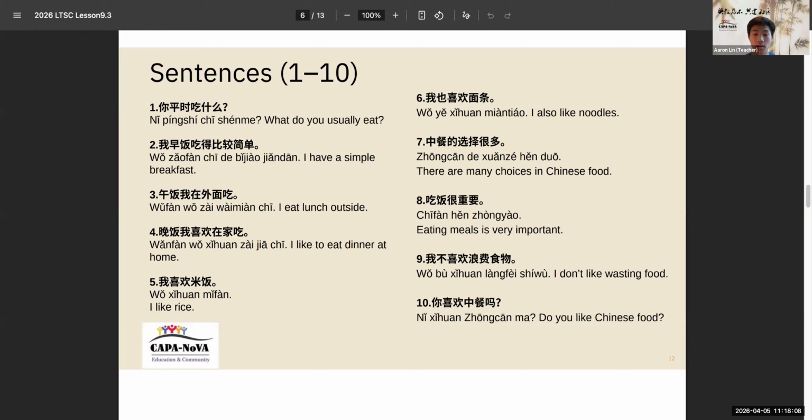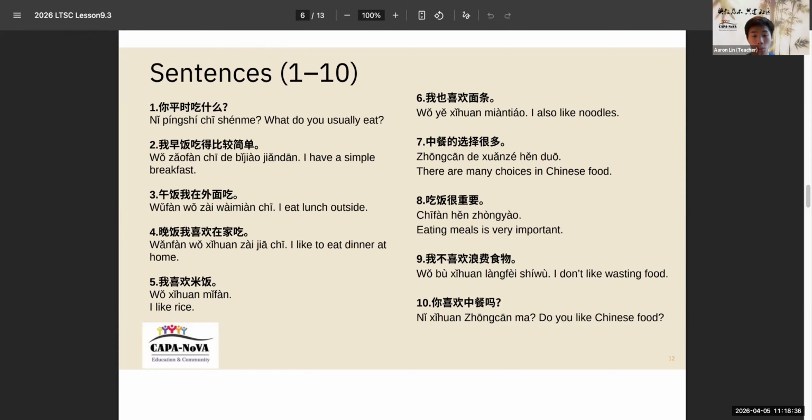Number 7, 中餐的选择很多, meaning there are many choices in Chinese food. Number 8, 吃饭很重要, which means eating meals is very important.